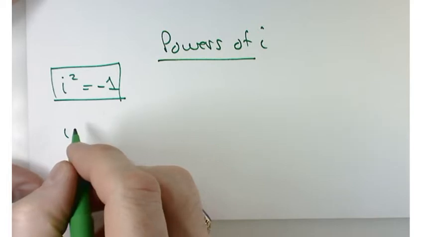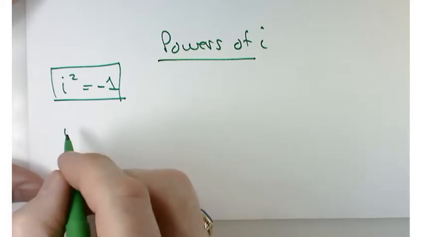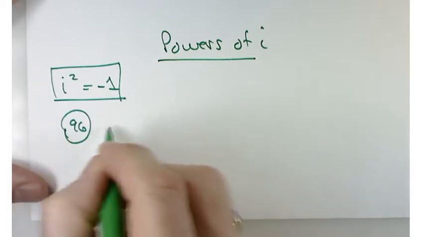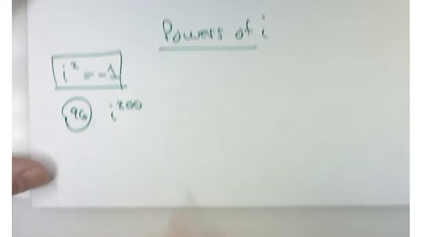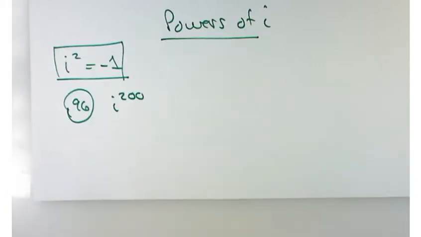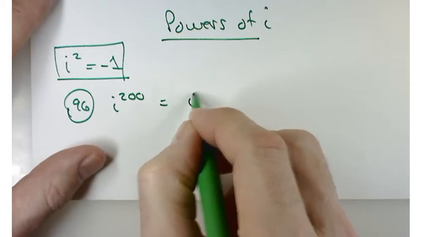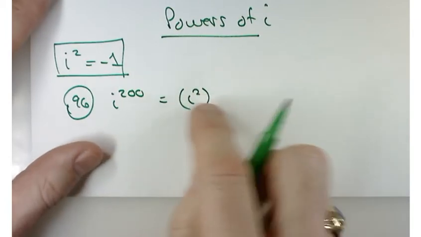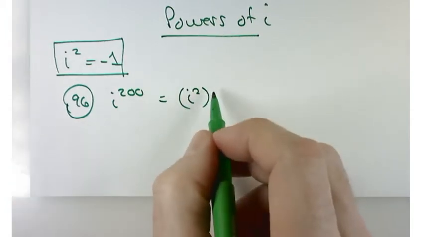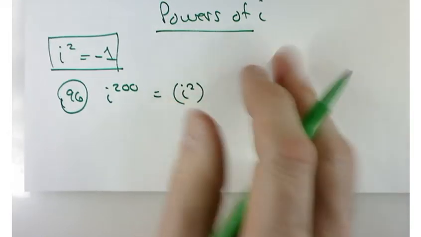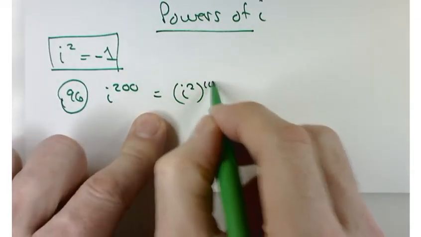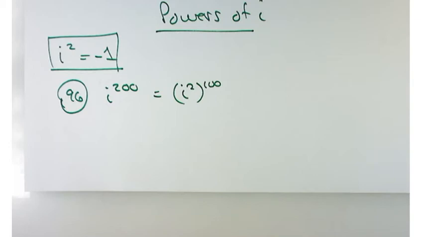To simplify, for instance, in problem number 96, i to the 200th power. Wow. That looks like a pain. But here's the trick. We know what i squared is. So I'll write this as i squared. To what power would I have to write that? To the 100th power.